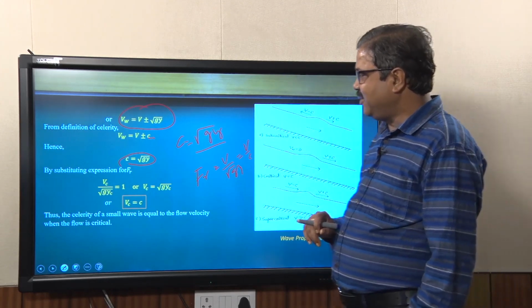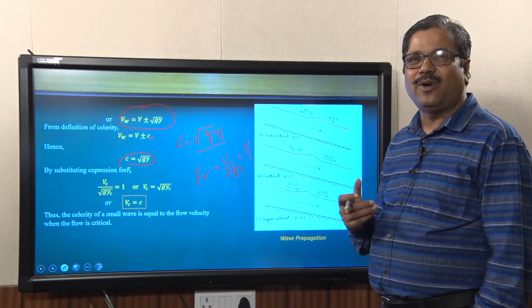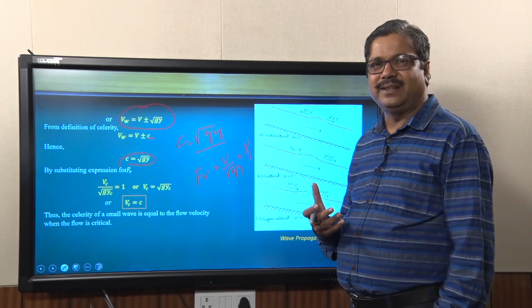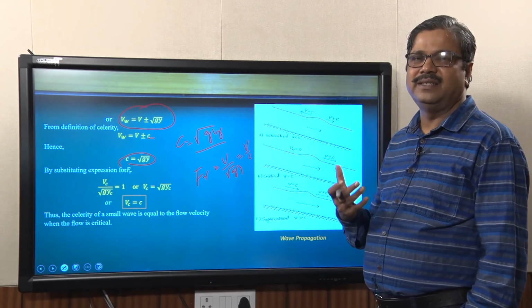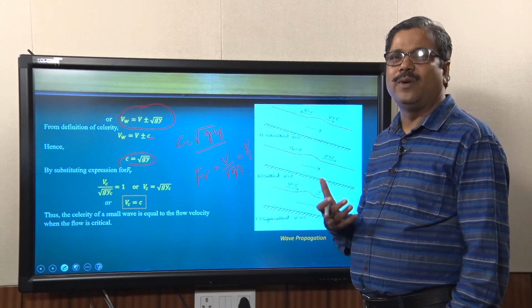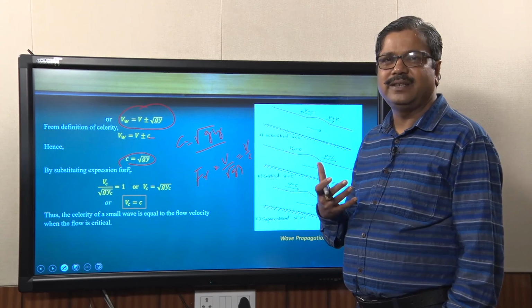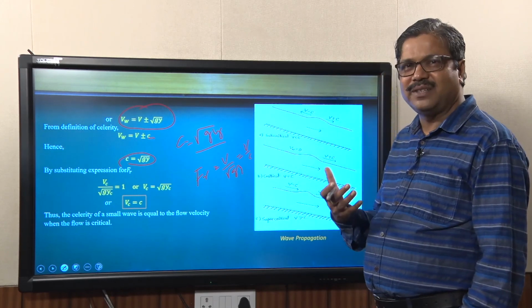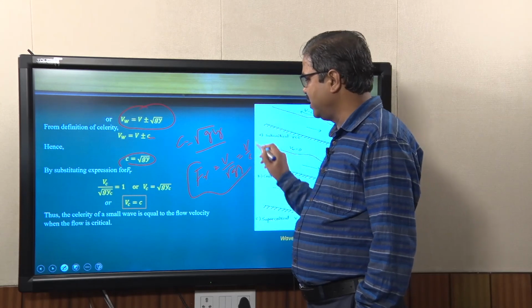If you look at it that way, the Froude number is equal to 1 when the wave celerity, the speed of the wave, is equal to the flow velocity. Then we have the condition which we call critical flow. That is the condition where critical flow happens, in terms of the definition of the Froude number.